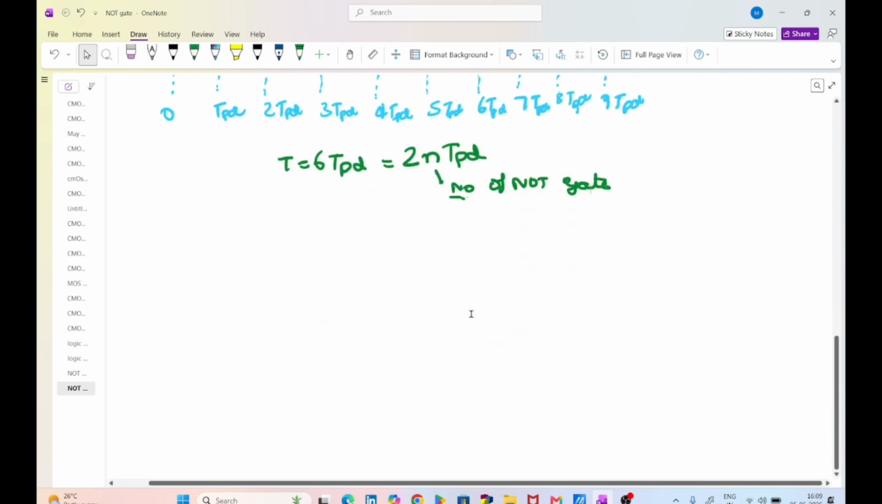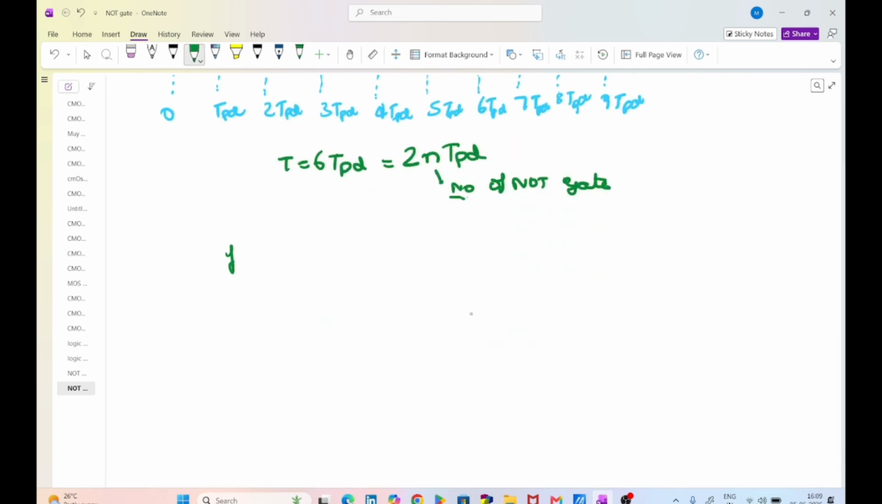And then we know that the frequency f is equal to 1 by T. That means 1 by 6 TPD, or 1 by 2N TPD. It is the general formula. For this particular case, we use the 3 NOT gates. This is like the general formula.